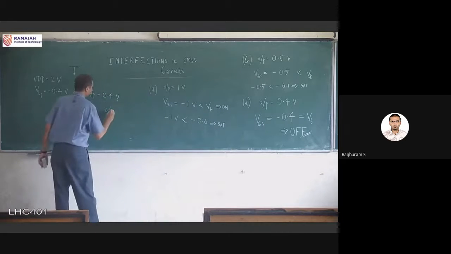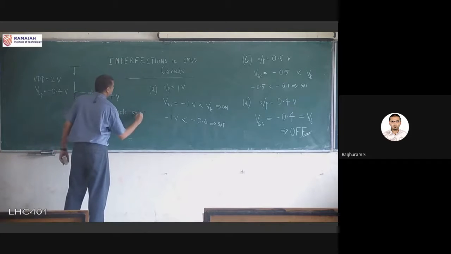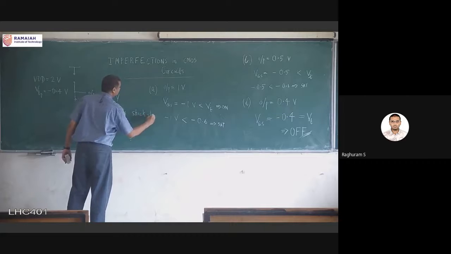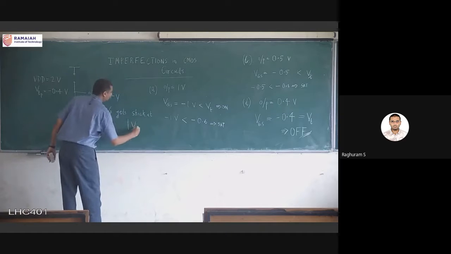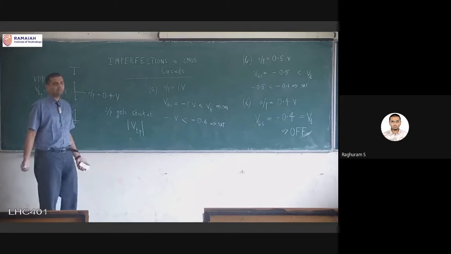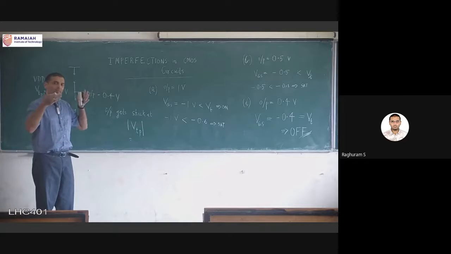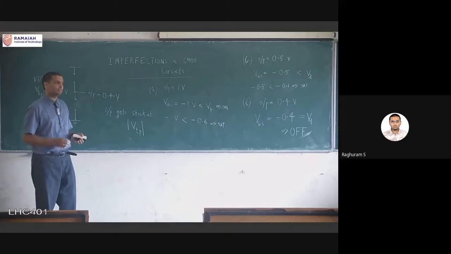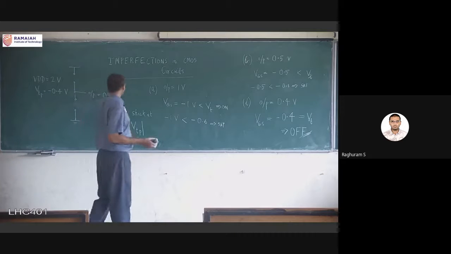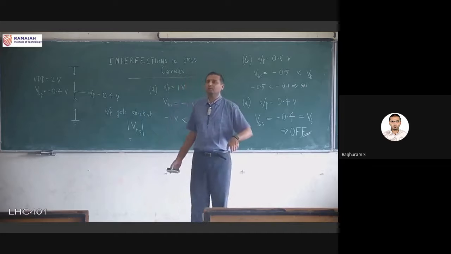Output gets stuck at modulus of VTP. VTP is a negative number, but whatever that magnitude is, at that particular value the output will get stuck. It will not be able to go below that. So this is a problem with PMOS transistor when you put it in the bottom part of the circuit.